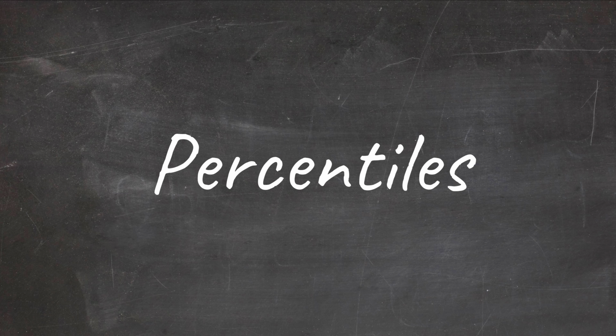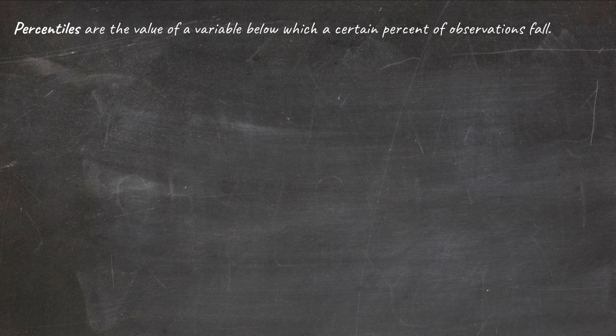Another way to break apart a distribution is percentiles. And percentiles are just a more precise form of quartiles. So percentiles are the value of a variable below which a certain percent of observations fall. For quartiles, Q1 is the 25th percentile. 25% of values are below Q1 and 75% are above Q1.